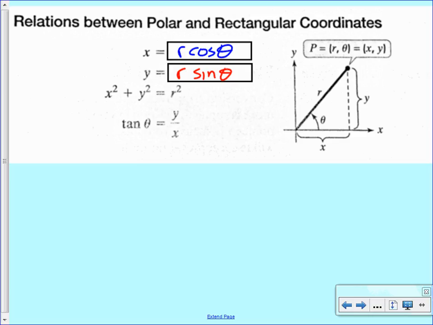Right? And y is r sine theta. Of course, you remember from trig that x squared plus y squared equals r squared, good old Pythagoras. And then tan theta is y over x. So using those combinations of formulas, you can convert from polar to rectangular.